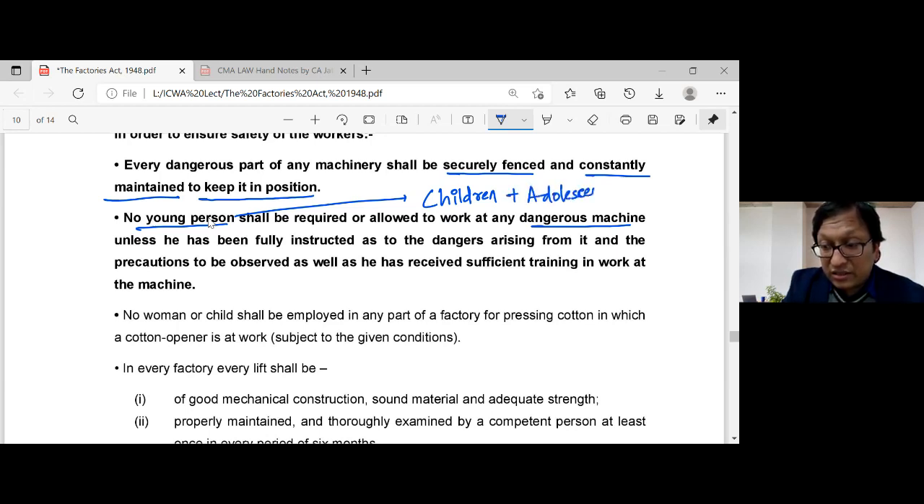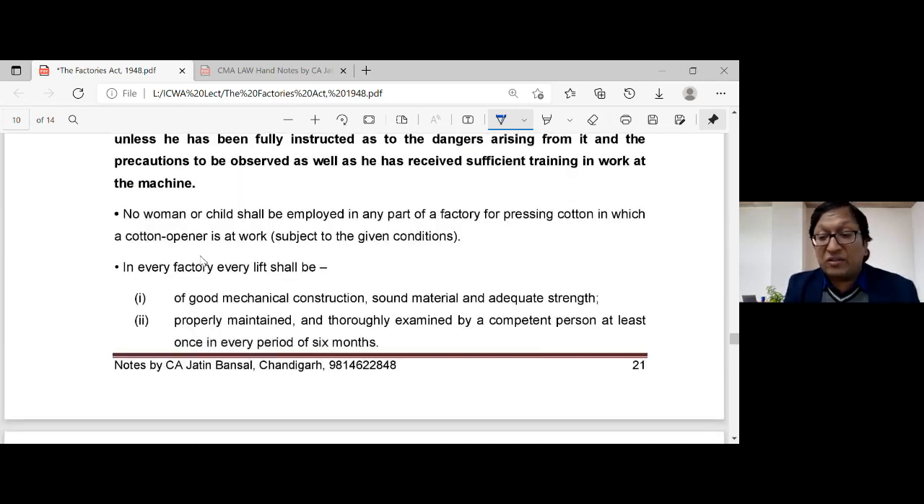These are young persons. No woman or child shall be employed in any part of the factory for pressing cotton in which a cotton opener is at work. You may have seen where the cotton is being ginned. Ultimately it gets into the breathing pipe, or it may cause some problems.